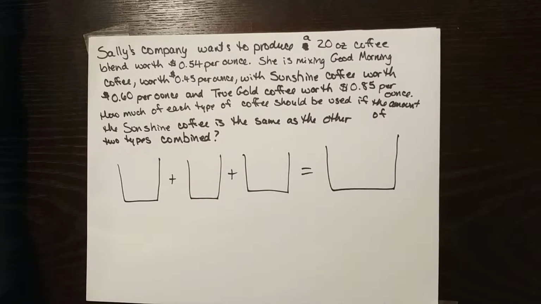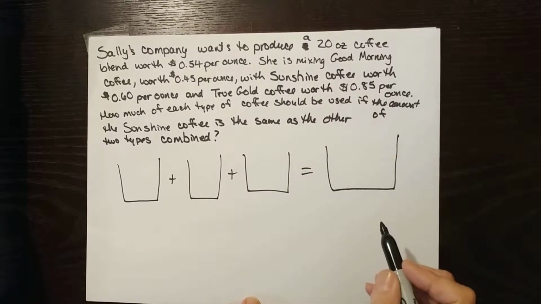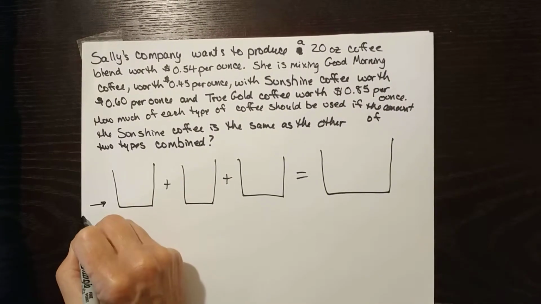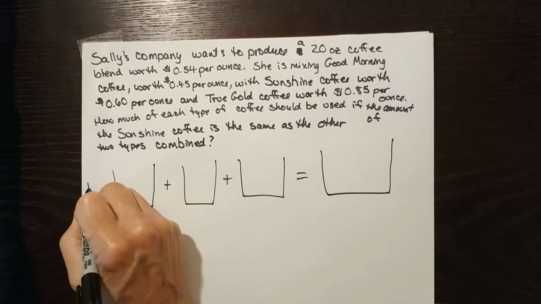Okay, so let's see. I'm going to read the problem again, which I have to do many times when I'm doing word problems. So it says Sally's company wants to produce a 20-ounce coffee blend worth 54 cents per ounce. That's what she wants to end up with. That's the end product. So that information, a 20-ounce coffee, that's the amount of the final product. And so 2 things will go into each beaker: an amount and then also a price.